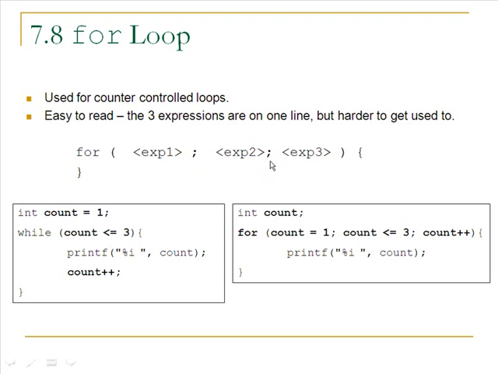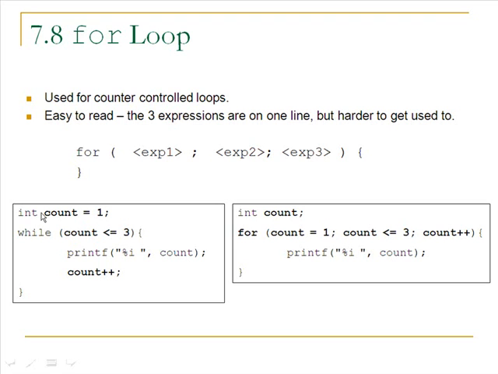So what are the three expressions that we're going to put in this one line of code? Remember when I said during the while loop discussion there are three things that control the behavior: the starting place, the stop condition, and how do you get there.